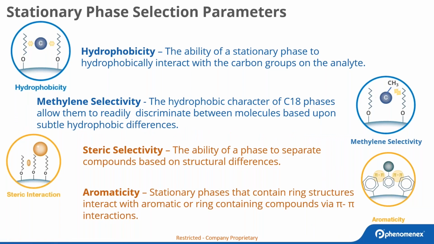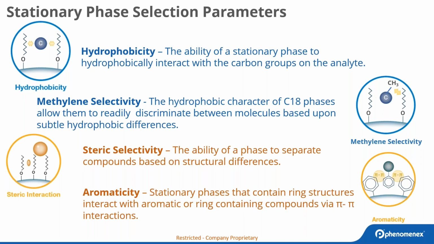So stationary phases and their selection parameters. The first one is hydrophobicity. So this is the ability of a stationary phase to hydrophobically interact with the carbon groups on the analyte. The next one is methylene selectivity. So this is the hydrophobic character of a C18 phase that allows it to readily discriminate between molecules based on subtle hydrophobic differences or a methylene group.